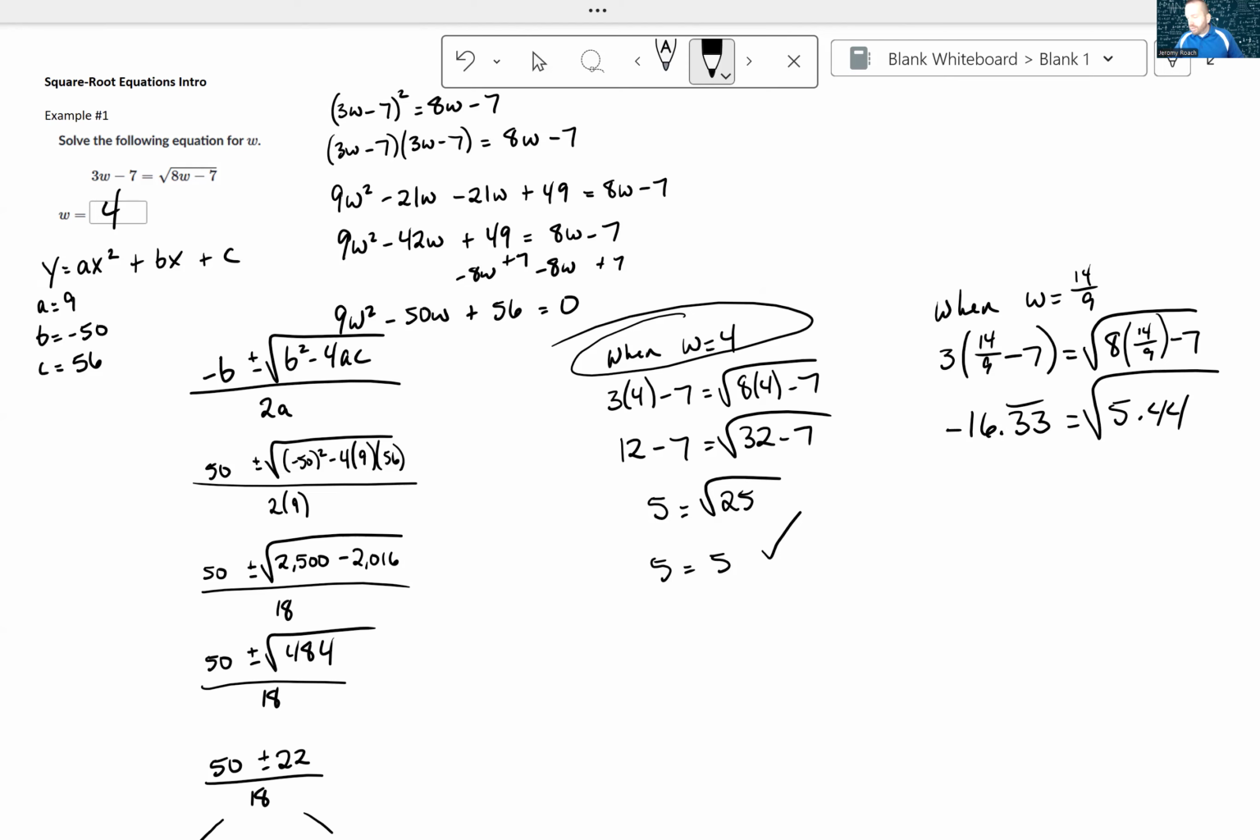Well, we already know we have a negative here, and we can't get a negative when we do the square root. And this is 5.44. And just to simplify it further, if we did continue it, negative 16.33 is equal to 2.33. That's not true. So that's an extraneous solution.